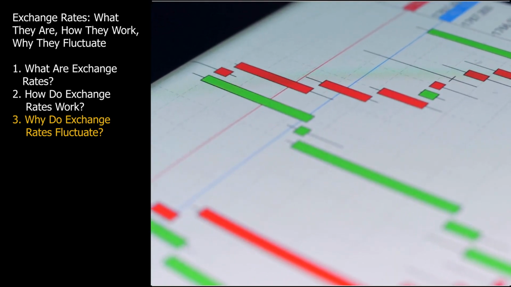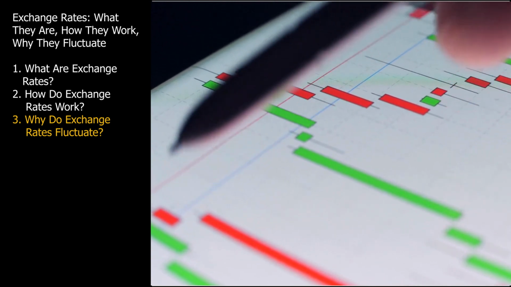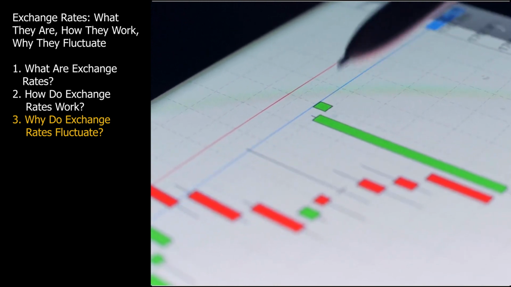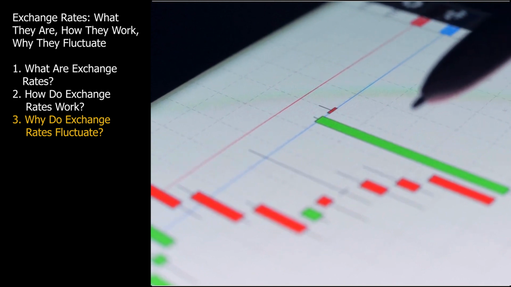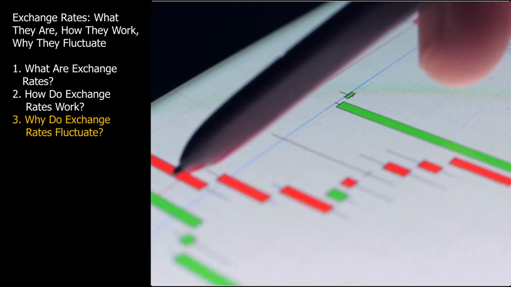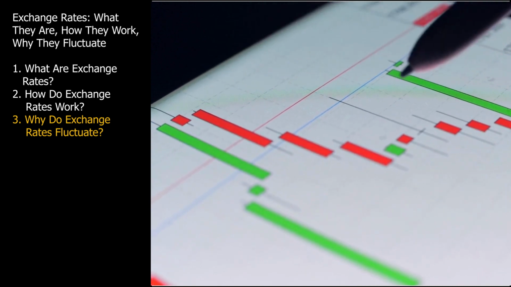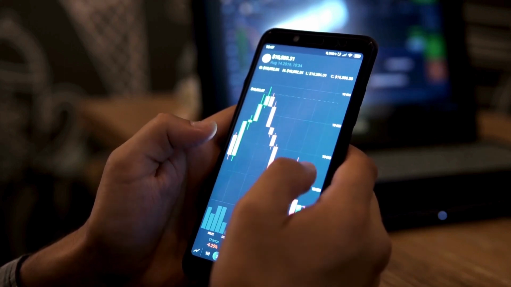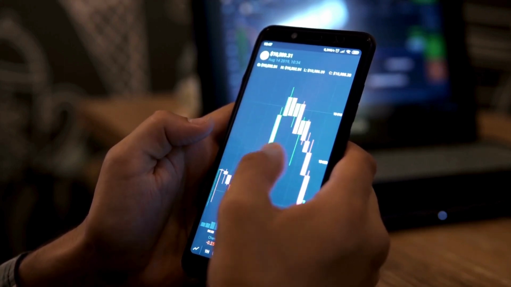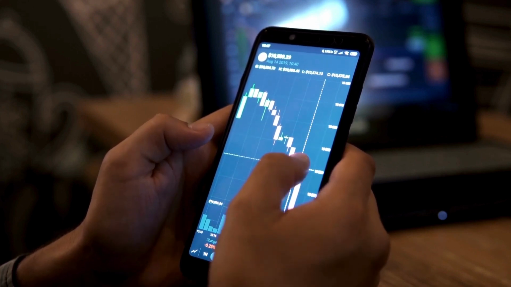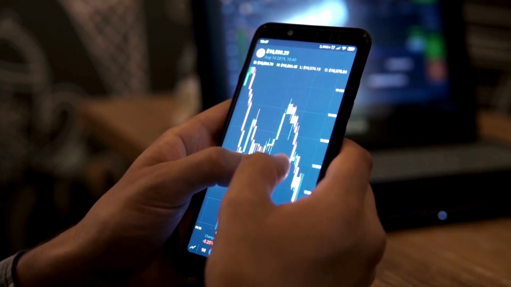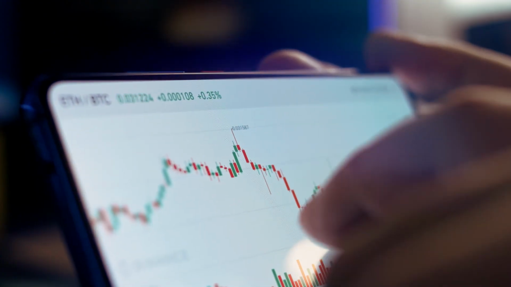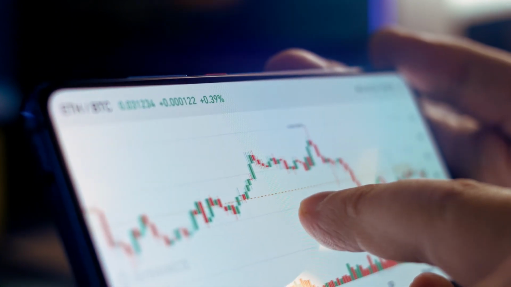Why do exchange rates fluctuate? Exchange rates are not fixed. They fluctuate continuously. Several factors contribute to these fluctuations. 1. Market speculation. Traders and investors speculate on currency price movements. They buy or sell currencies based on their expectations of future exchange rate changes. 2. News and events. Economic data releases, political developments, and geopolitical events can trigger sudden and significant movements in exchange rates. For example, an unexpected change in interest rates or a political crisis can lead to rapid currency value changes.